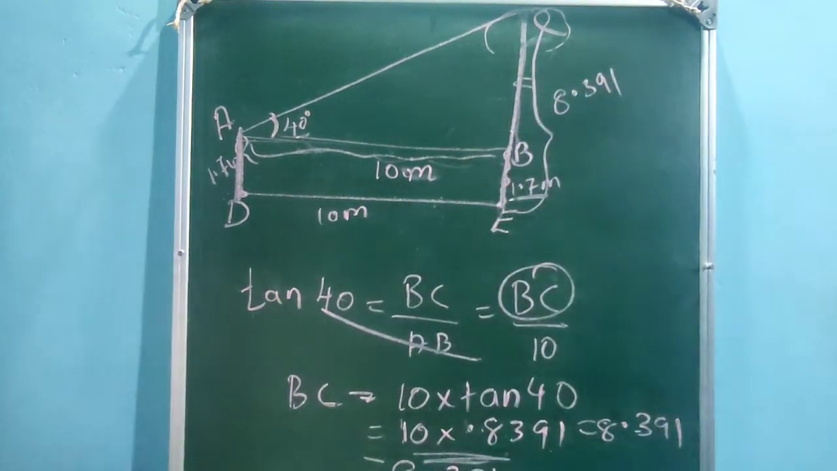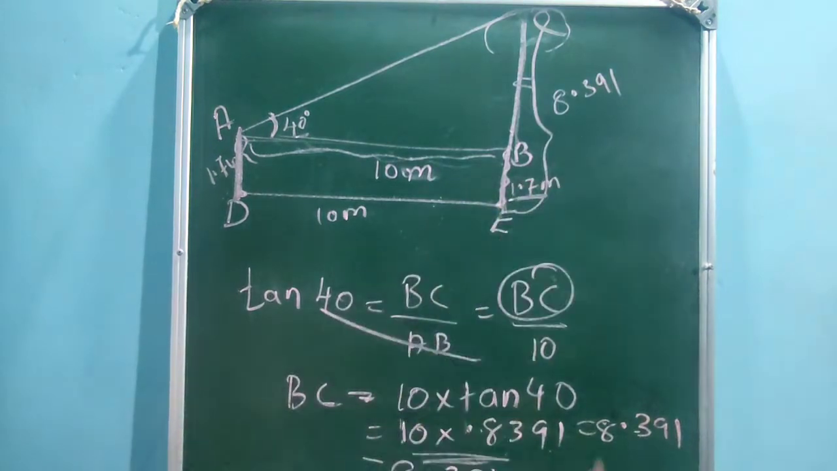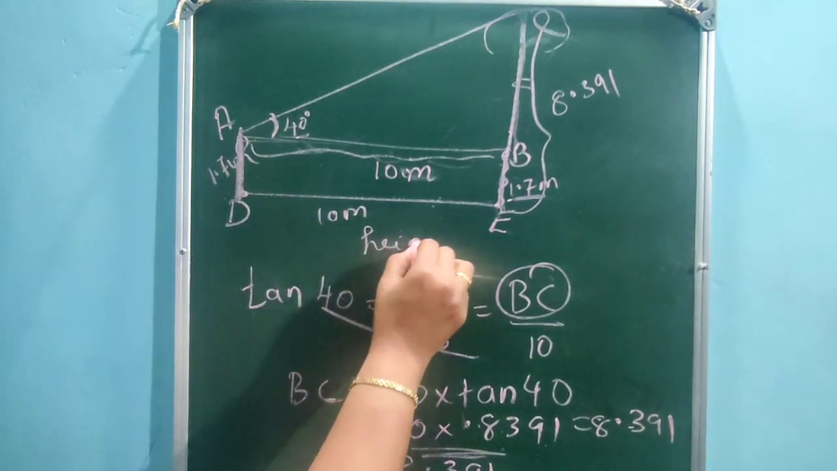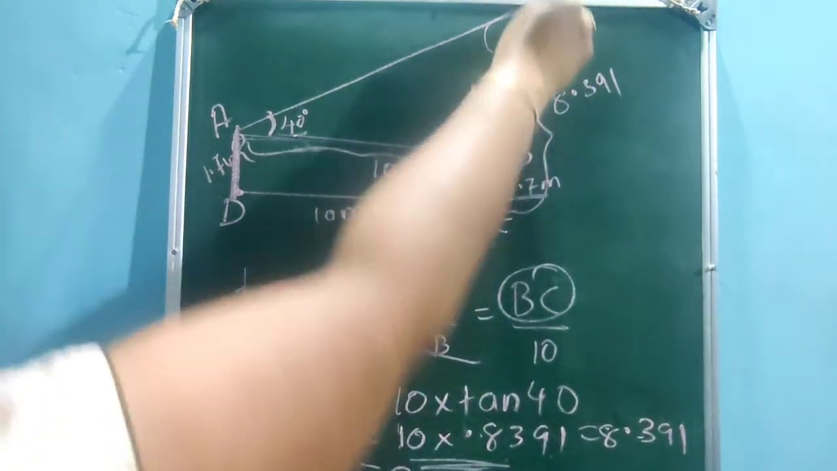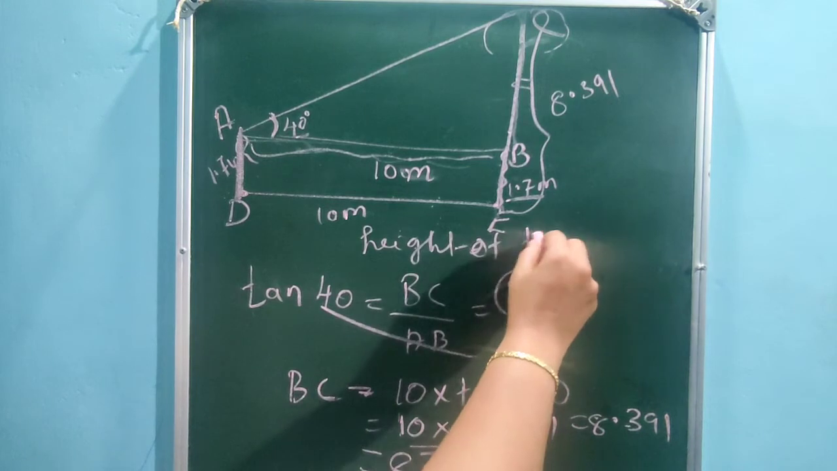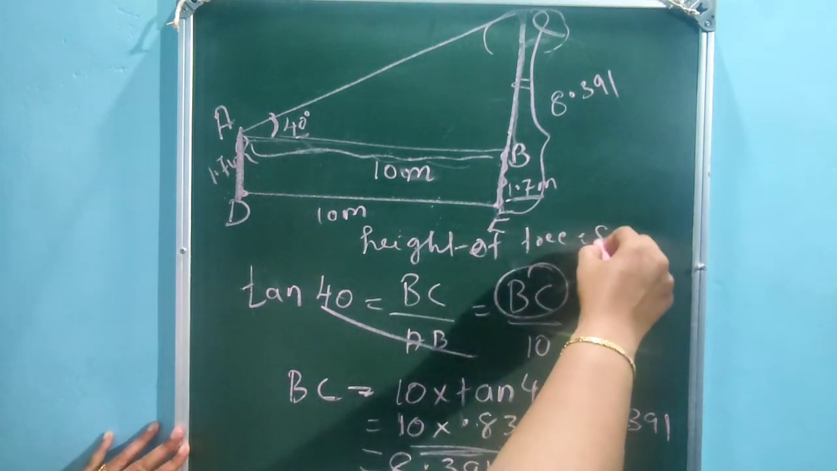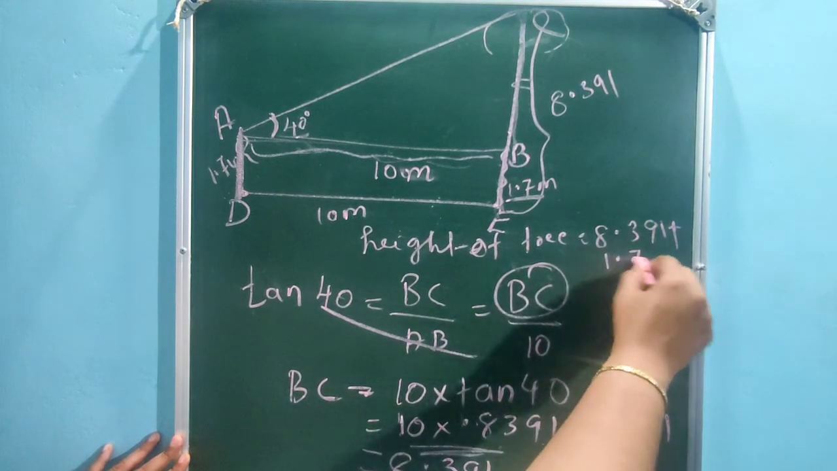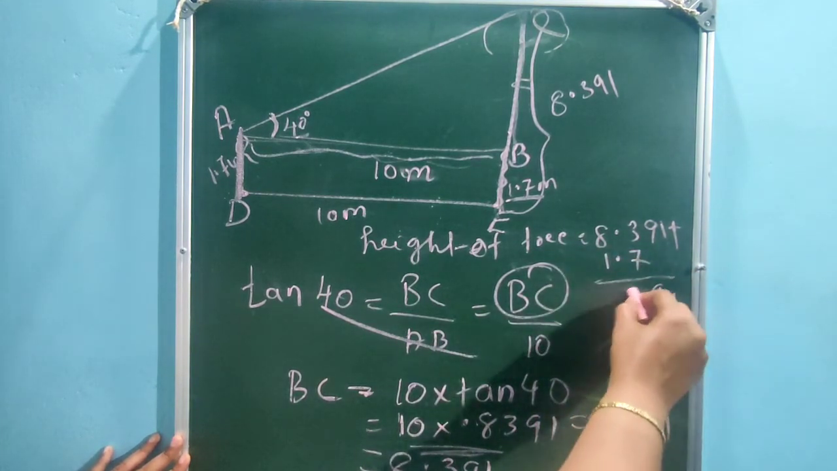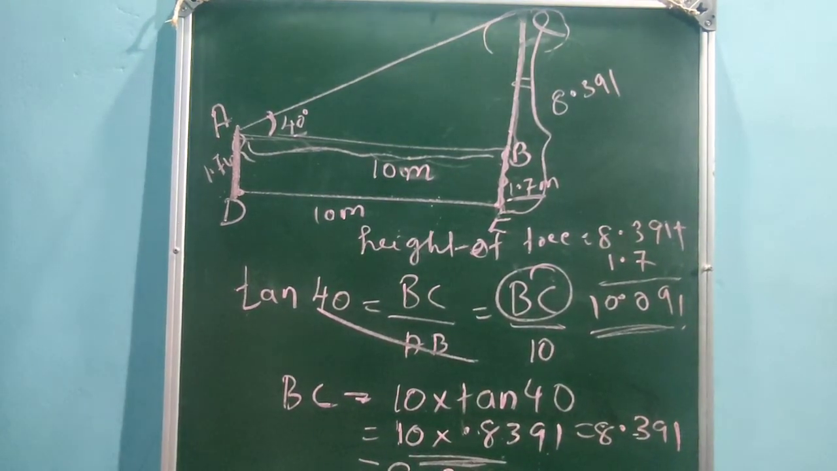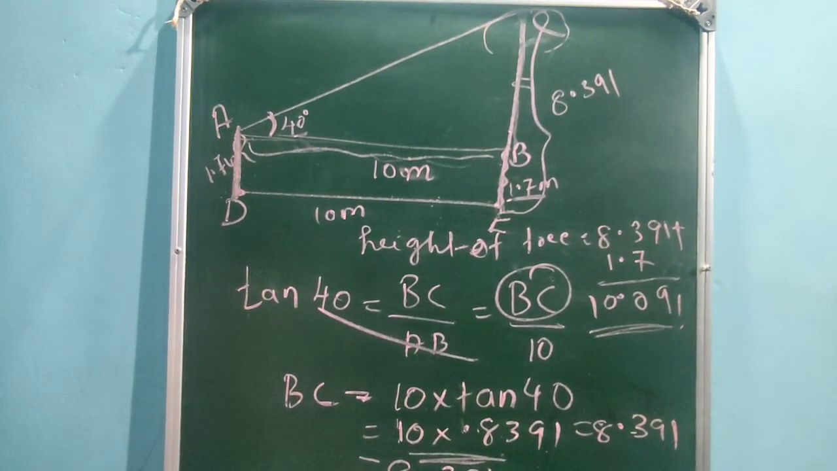And what about the total length of the tree? The height of the tree is equal to this portion plus the height of the man. Height of tree is equal to 8.391 plus 1.7, that is equal to 10.091. So 10.091 is the height of the tree.